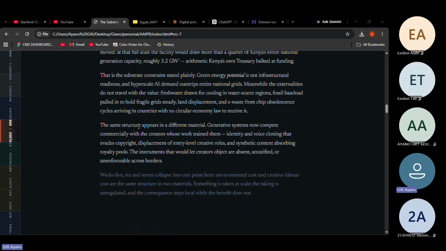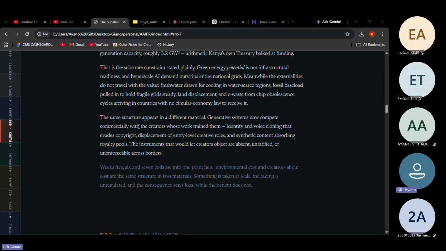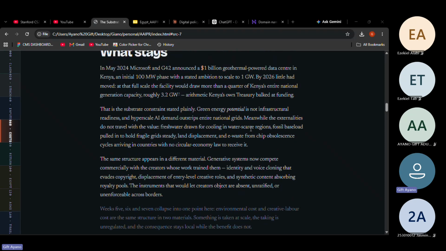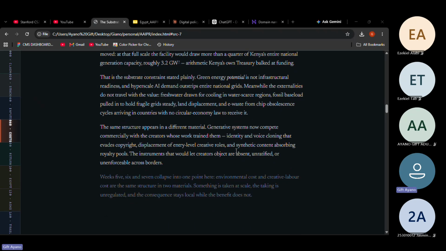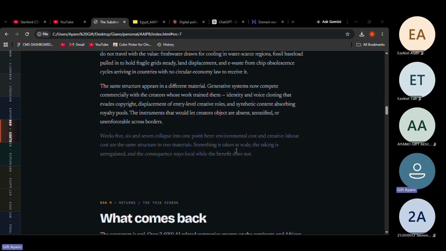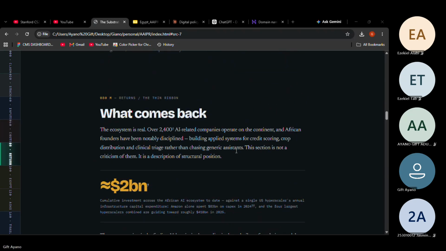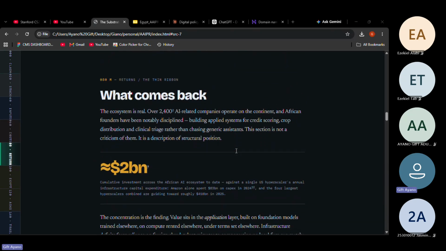Now, these same structures will appear in different material. Generative systems now compete commercially with the creators whose work trained them, along with identity and voice cloning and all that. Those are also part of the costs we need to look at. We don't have the infrastructure. We don't even have the expertise. Talking about that, now we move to the return.